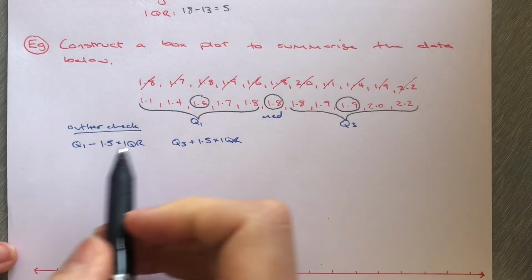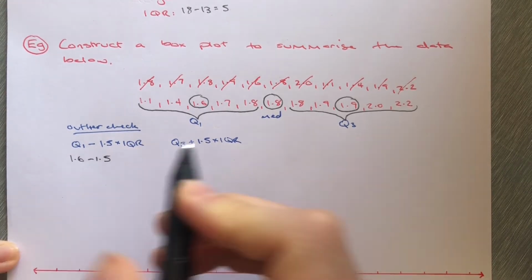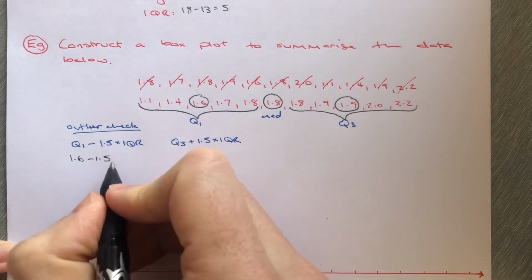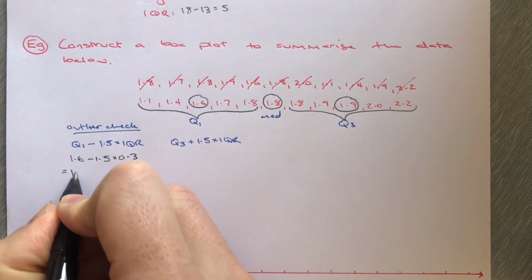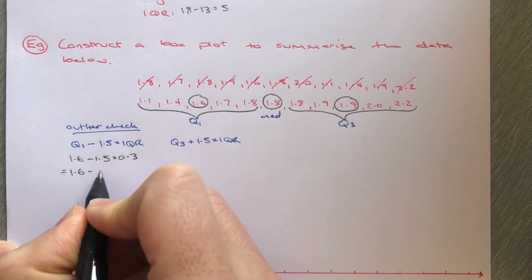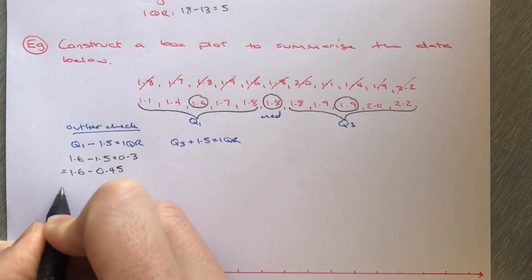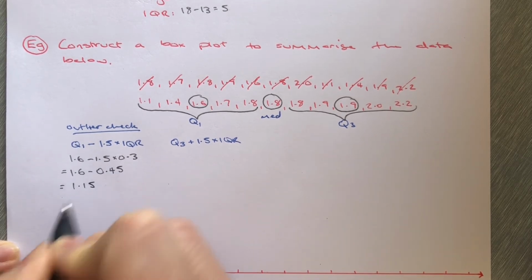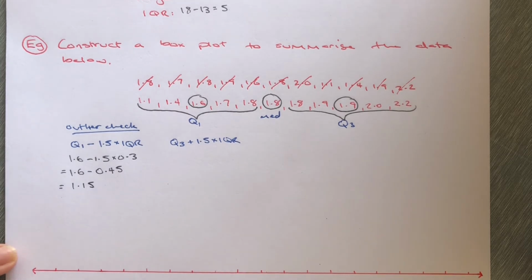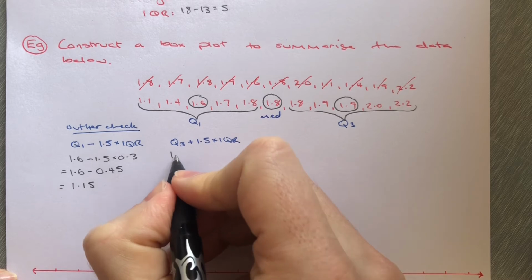Now, our Q1 is 1.6. Our IQR, that's from Q1 to Q3, is going to be 0.3. Okay, so that means we've got 1.6 minus 0.45, which gives us 1.15. Cool, so that's our lower fence. Let's find our upper one now. So Q3, which is 1.9.